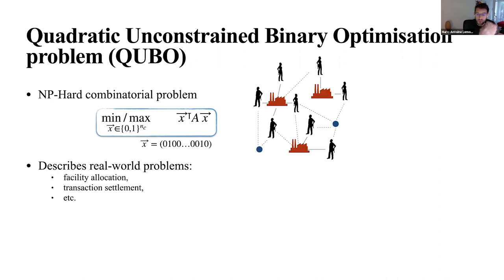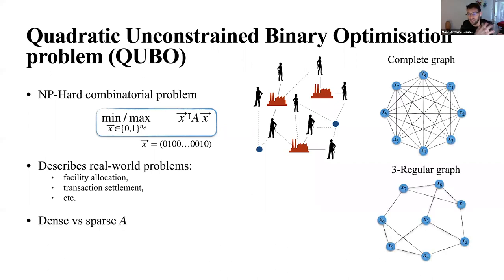So the reason why it's so popular is that it kind of describes many, many real-world problems. So a lot of these problems can be mapped on this form. So for example, you have the facility allocation, which could be something like whether I should build a factory or not in a site given the surrounding resources, transaction settlement, so many, many different examples. So for this work, we're gonna take a more abstract approach to it.